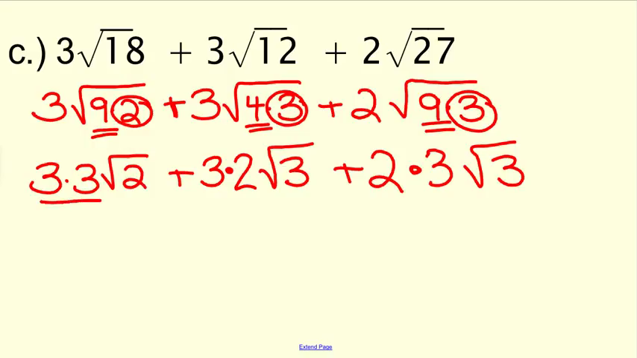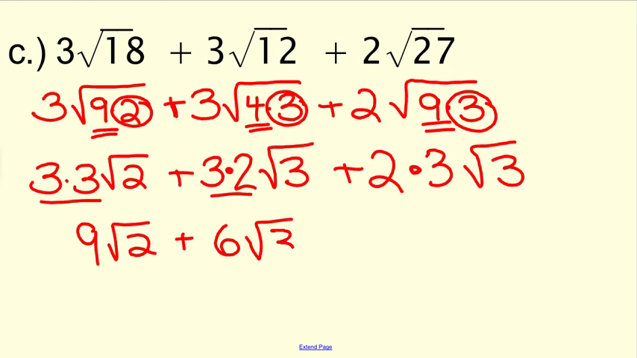All right, now let's continue simplifying those radicals. So we multiply 3 times 3, which is 9. We multiply 3 times 2, which is 6. We multiply 2 times 3, which is 6. Now, let's see which radicals are alike. Not all of them are alike, just these last two.